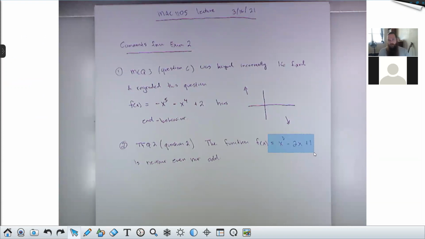This is a polynomial, and the degree is odd, right? The dominant term, the lead term, is this x cubed. So it is an odd degree polynomial, meaning the end behavior is going to be like this or flipped over. It's going to go up on one side and down on the other. However, that doesn't mean it's an odd function. Remember, an odd function is a function that has symmetry about the origin.